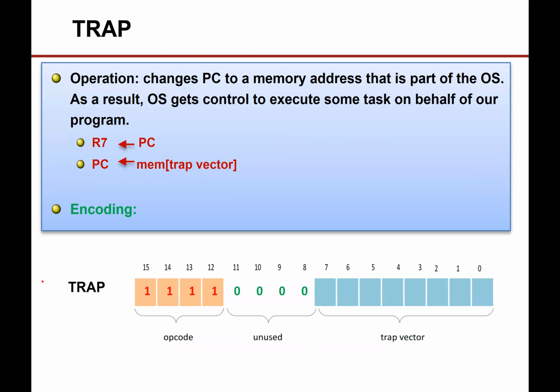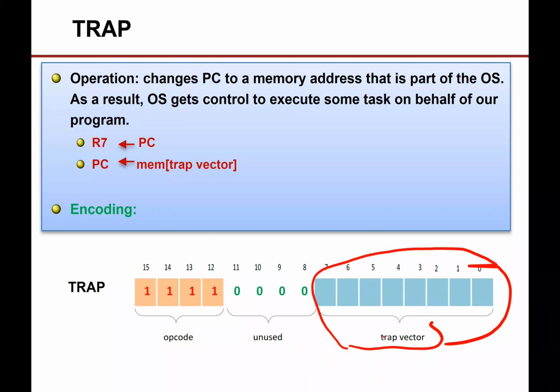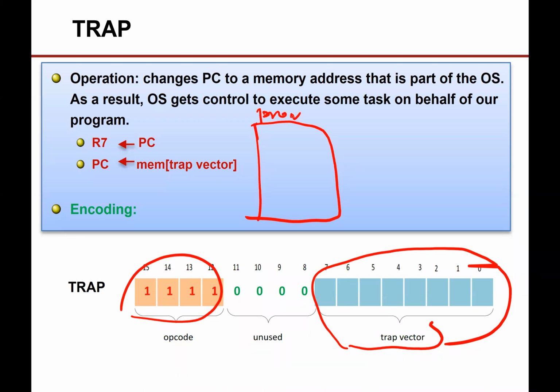So here is the trap vector. This specifies the service routine. And this is the opcode. The trap vector is actually an index into a trap vector table. For example, here you have a user program, and here you have a trap instruction.